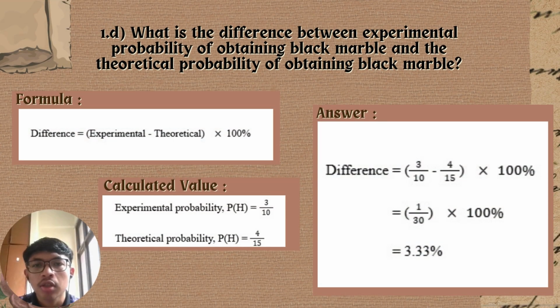For question D, what is the difference between the experimental probability of obtaining black marbles and the theoretical probability of obtaining black marbles? The formula we use to calculate the difference is experimental probability minus theoretical probability, times 100. So, we substitute the previously calculated values in the formula, which is 3 divided by 10 minus 4 divided by 15, times 100. We will get 3.33%.